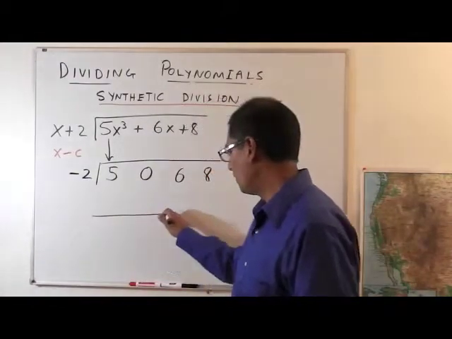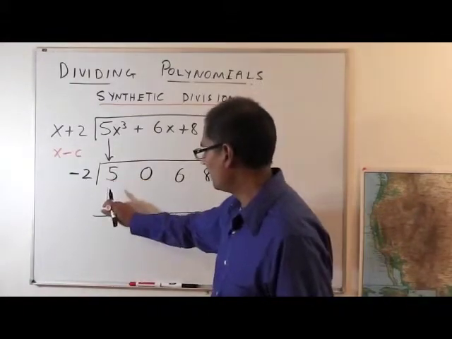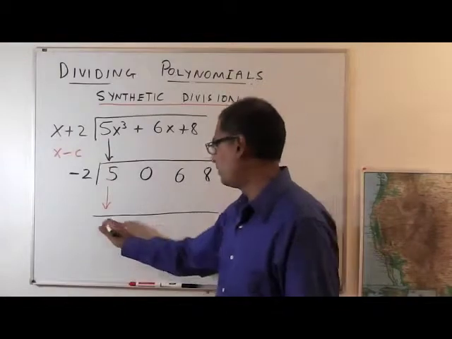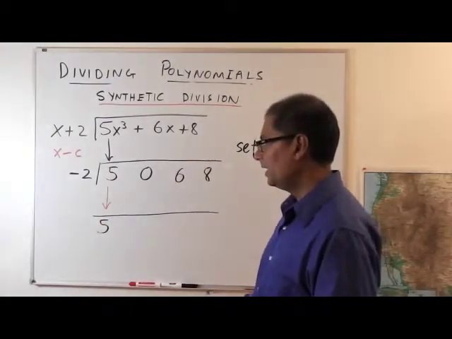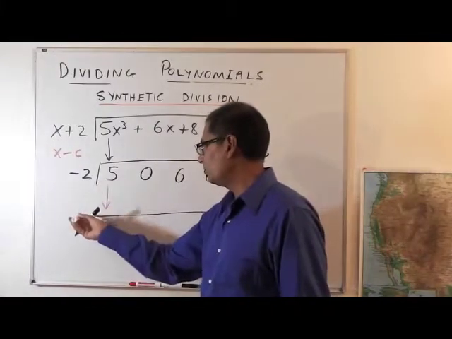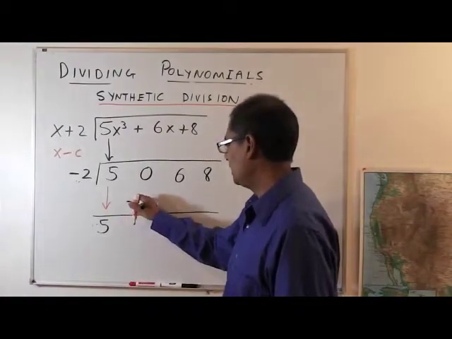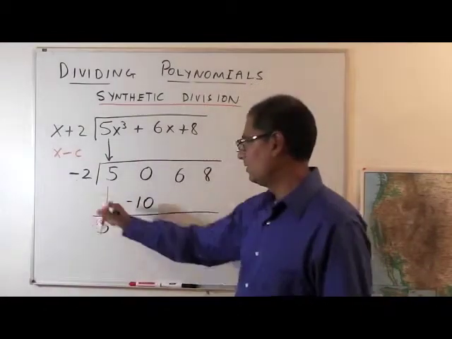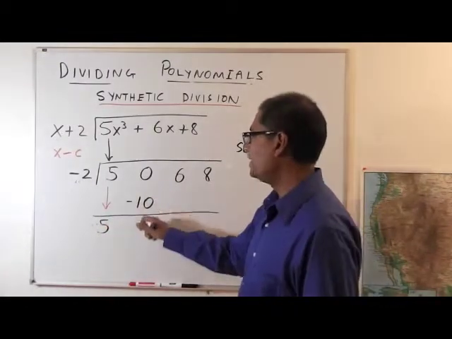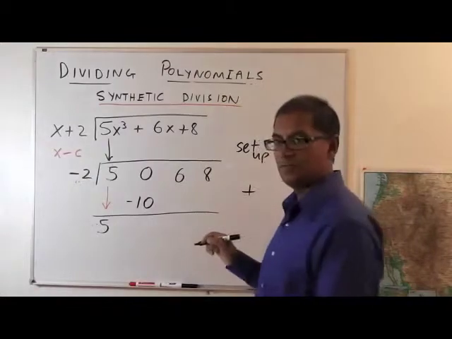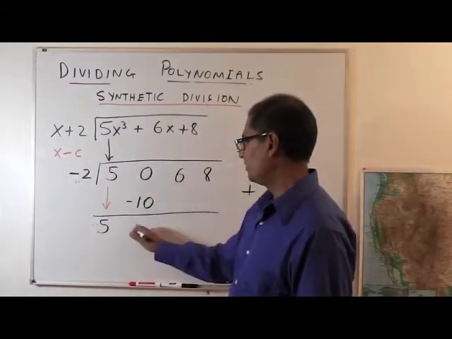So now, we draw a line underneath. The first thing we do is drop that first number. So we drop 5 here. Then we take the product of negative 2 times 5, which gives me negative 10, and I write that in that space there. Then I add these two. We're adding in synthetic division as opposed to subtracting. 0 plus minus 10 is minus 10.